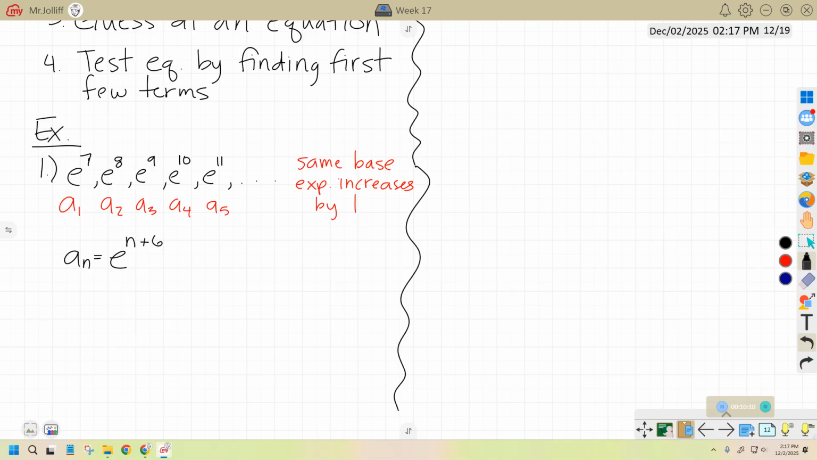And I check. Yeah? A1 would be e to the 1 plus 6, which is e7. That checks out. I need to check it for a couple more terms and make sure it checks out for all of them. So A2, e to the 2 plus 6 is e to the 8. That checks out. So I suspect I've identified that pattern correctly. It's e to the n plus 6 power.